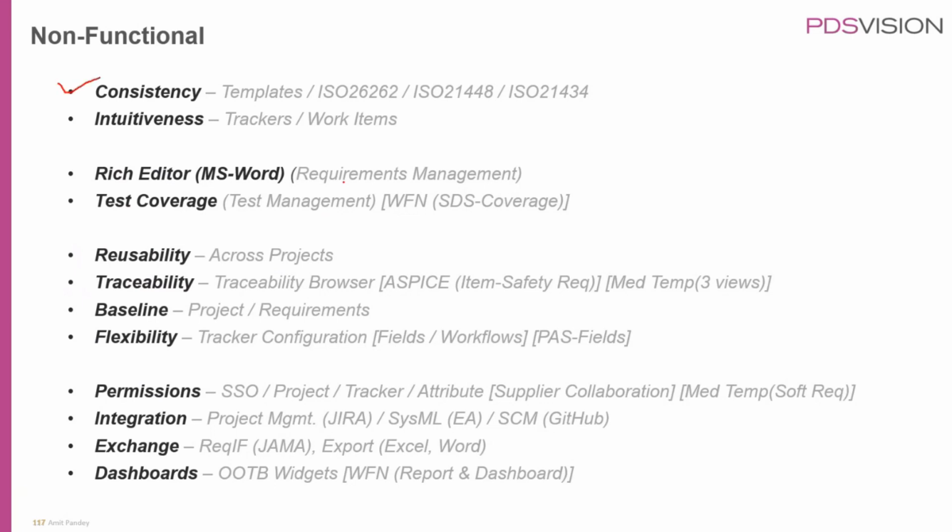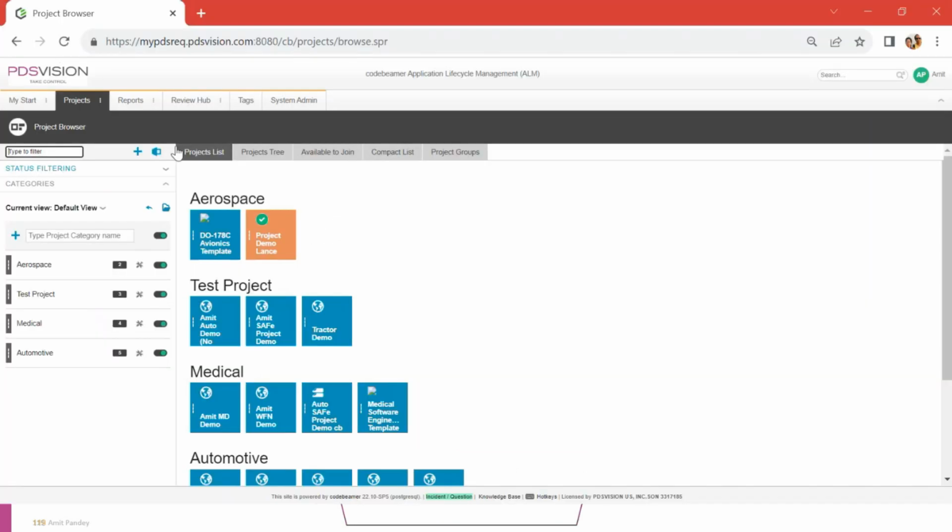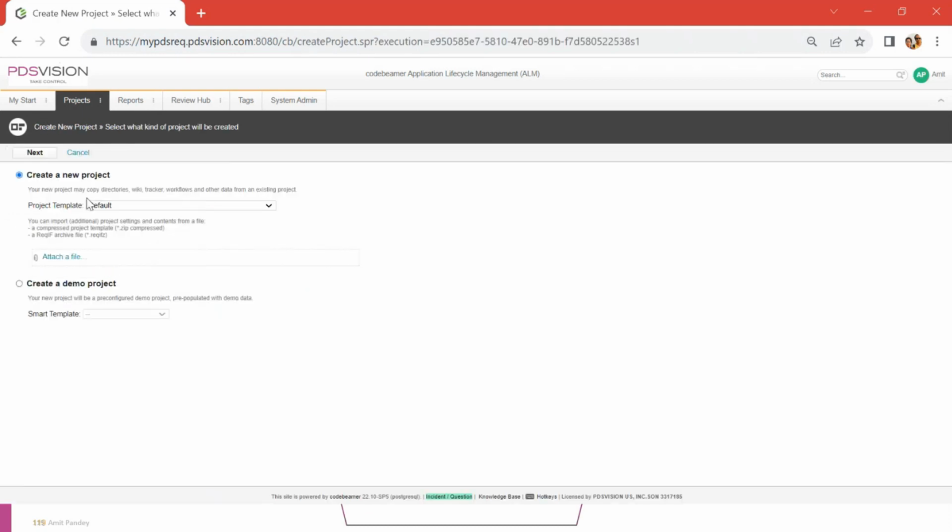What I want to say about consistency is that in Codebeamer, whenever you work on any project, the projects are created using a template. For example, if I'm working in an organization, I create a project and choose a template. Suppose you are working in the automotive industry, developing an ECU or DCU. You will select an automotive template, typically ISO 26262, or 21448 or 21434, depending upon what you're working on.